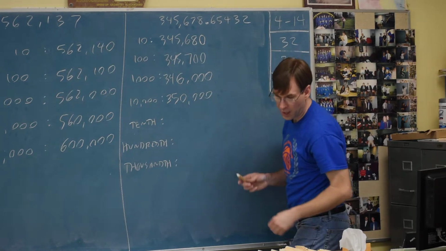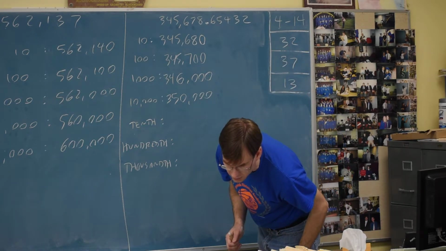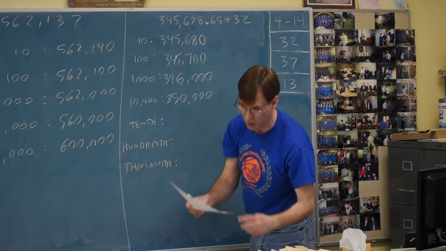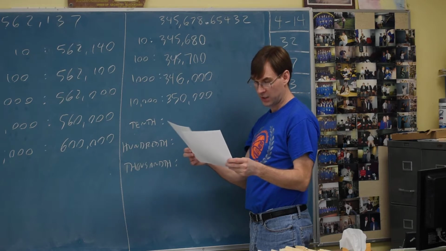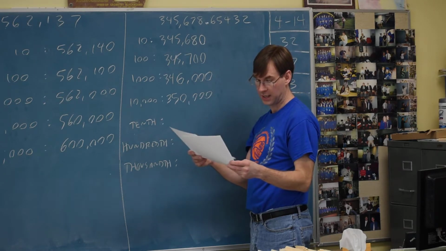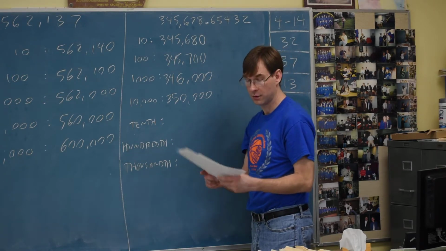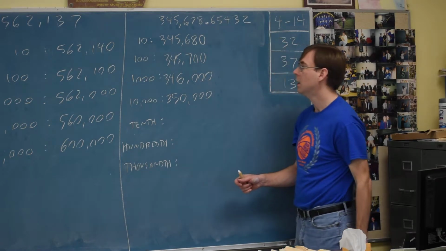And then I didn't do the 100,000ths because the paper doesn't. So the paper is going to go tens, hundreds, thousands, 10,000s, and stop. Yesterday's paper went that extra thing, I think, yeah, it did, to the 100,000s. That's not a thing today.